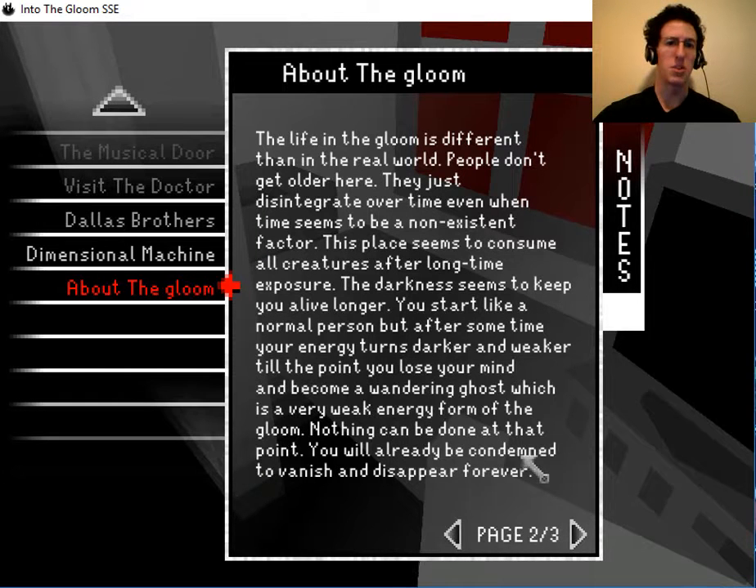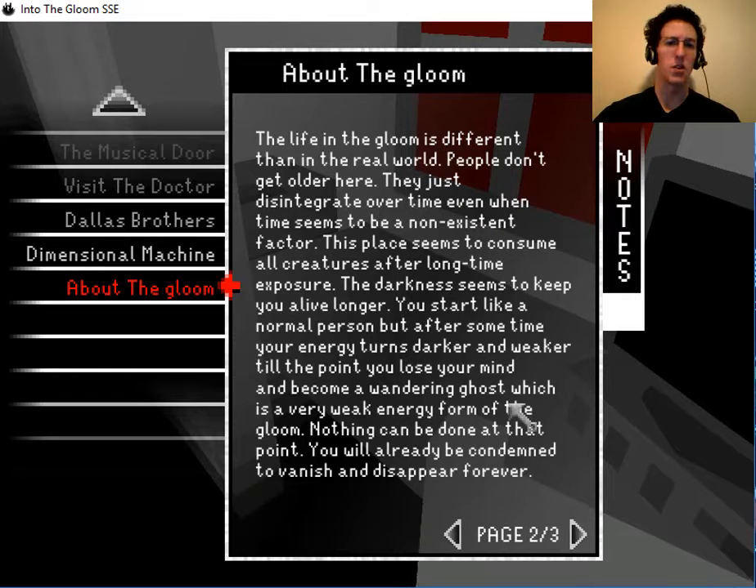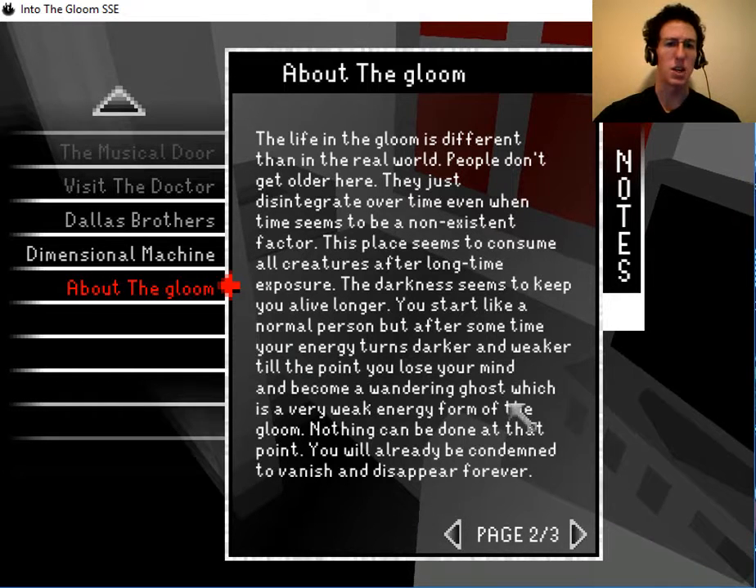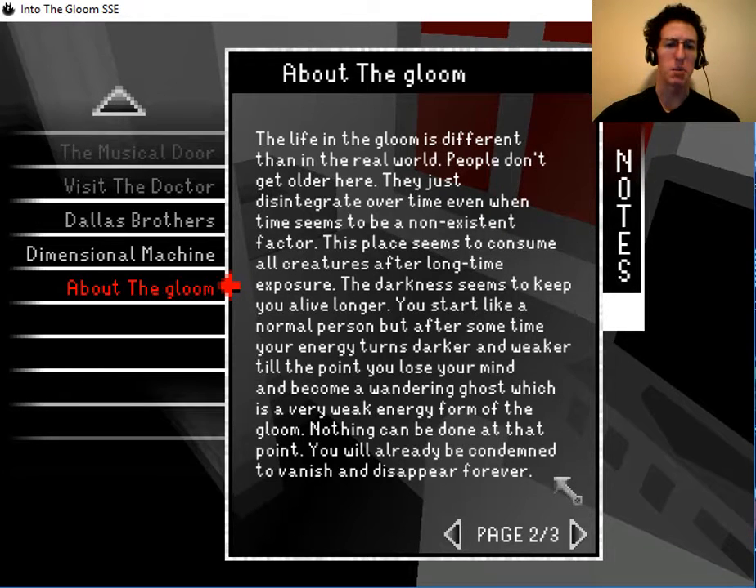The life in the gloom is different than in the real world. People don't get older here, they just disintegrate over time, even when time seems to be a non-existent factor. This place seems to consume all creatures after long time exposure. The darkness seems to keep you alive longer. You start like a normal person, but after some time your energy turns darker and weaker, to the point you lose your mind and become a wandering ghost, which is a very weak energy form of the gloom. Nothing can be done at that point. You will already be condemned to vanish and disappear forever.